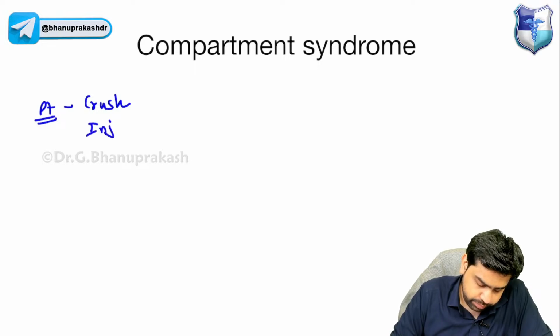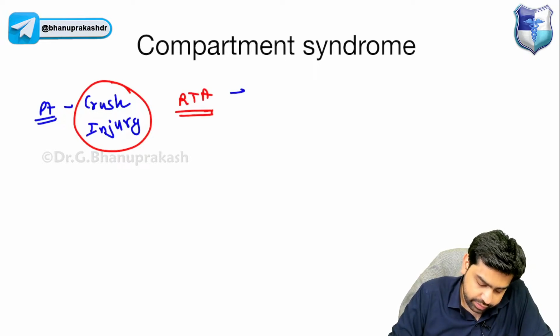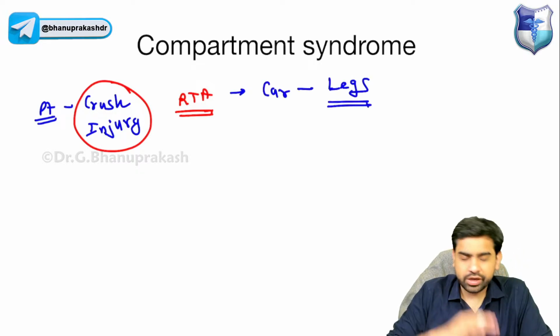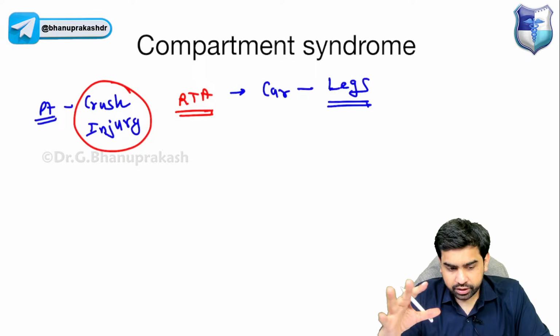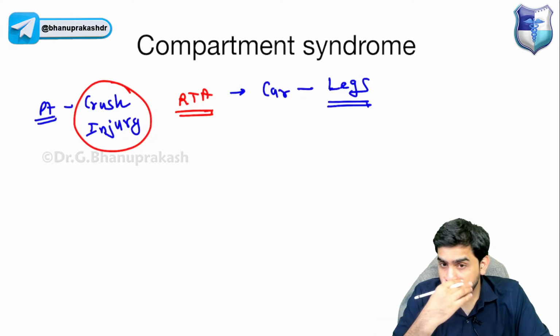So what do you understand by this particular crush injury? Let's assume that there was a road traffic accident, and after the road traffic accident, the car went over the legs of this patient. So this is what the clinical scenario is going to be. Crush injuries mean that a very high weight went over the legs, muscles, bones and everything like that. I hope you're able to understand this point.